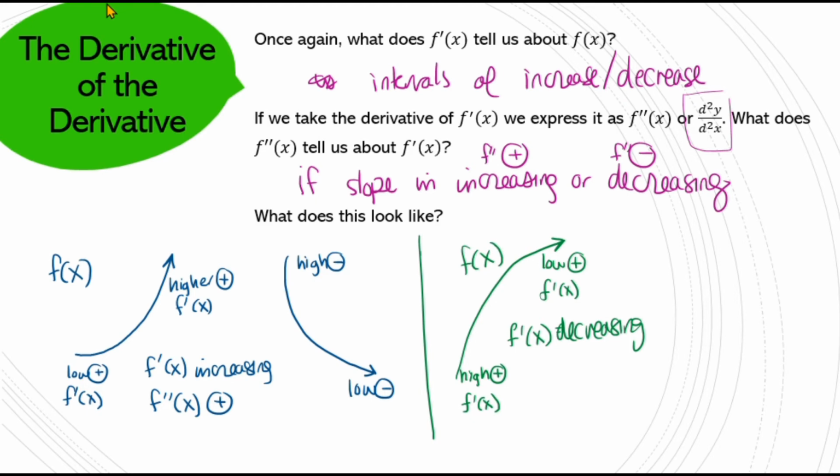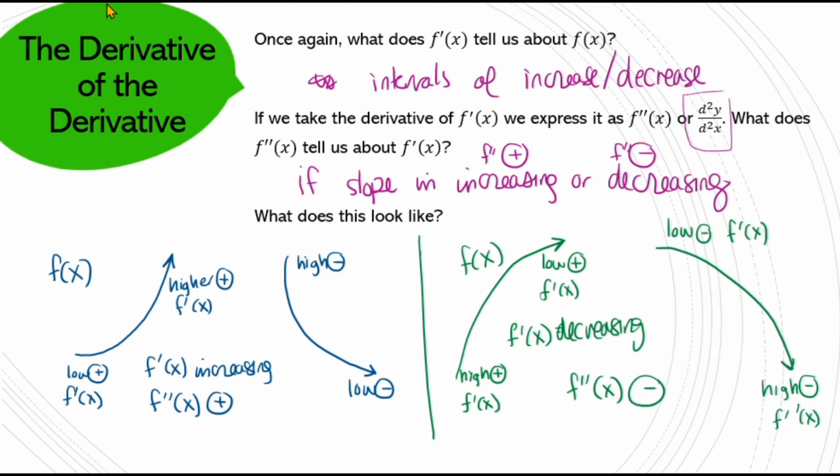And then our other situation that creates that, so we do this. So here we had a low negative slope. And by the time we go over to the right, we have a high negative slope. So once again, the slope is decreasing, which means the second derivative will be negative.